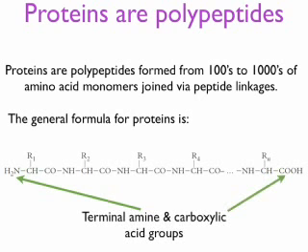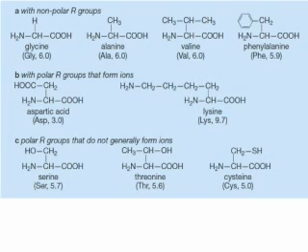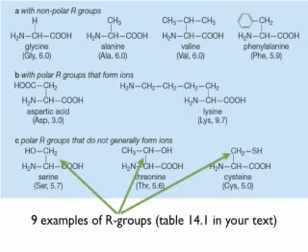Now here's just some examples of the different forms, again, of amino acids from your textbook. Just 9 examples, and if you examine that closely, again, you've got the examples of non-polar R groups at the top, polar R groups in the middle that form ions by gaining or losing protons, and then the polar groups that don't tend to form ions.